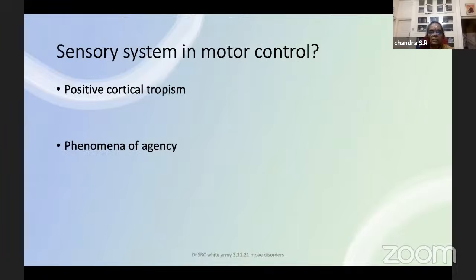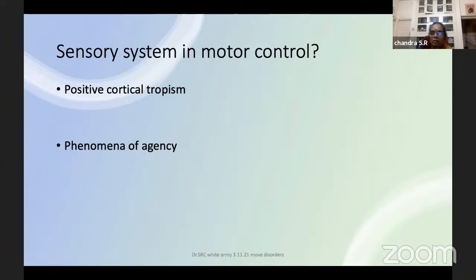Then the sensory system in motor control. What is the role of the sensory system? I said the sensory system has got an important role in motor control. So that is called positive cortical tropism and phenomena of agency. Supposing you know situations where you have an alien hand, you think your hand is not yours. That is because there is no phenomena of agency.